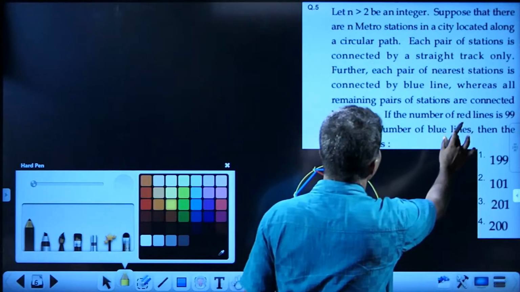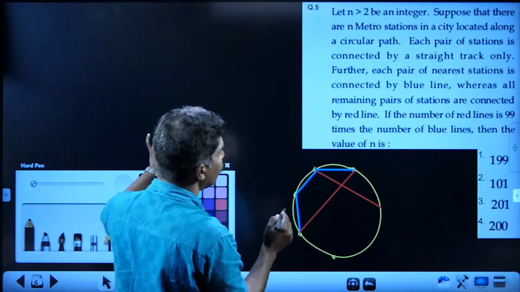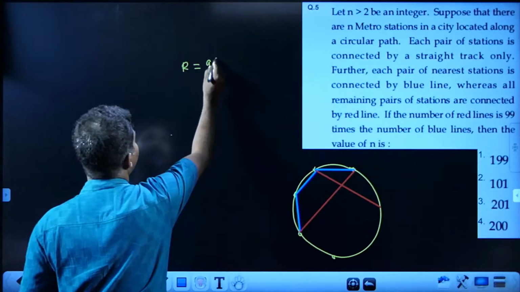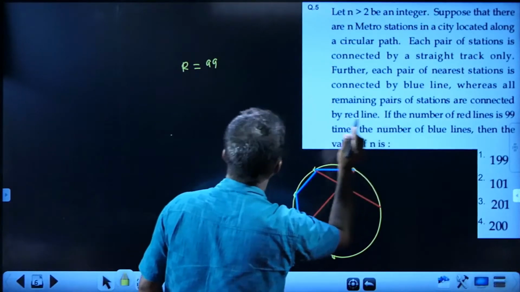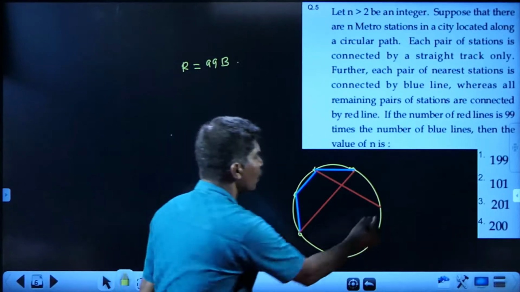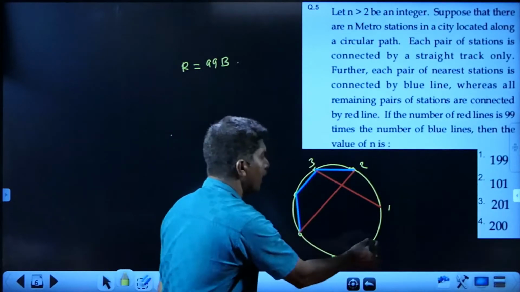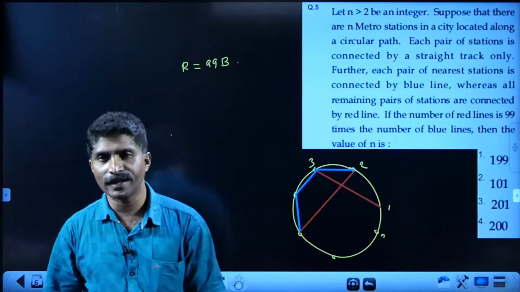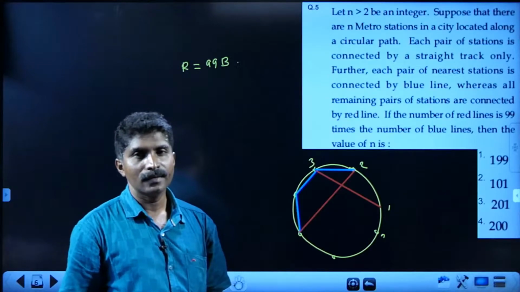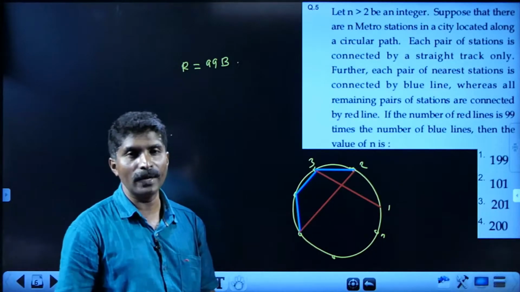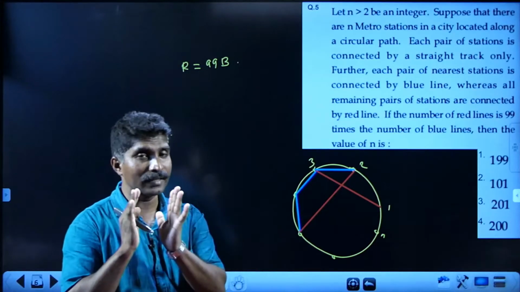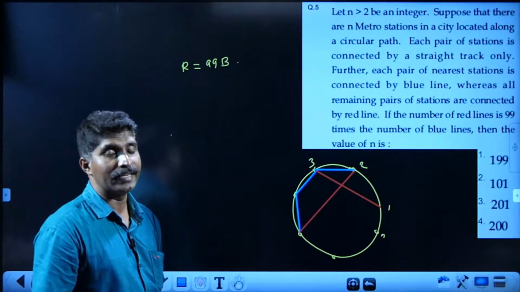The number of red lines is equal to, so let us write red. Red is equal to 99 times the number of blue lines. 99 times blue lines. Okay. And here are 1, 2, 3, etc., n stations. So, what is blue? How many blue lines are there? How many blue lines? That is nothing but the number of sides, that is nothing but the number of vertices of this polygon inscribed in this circle.